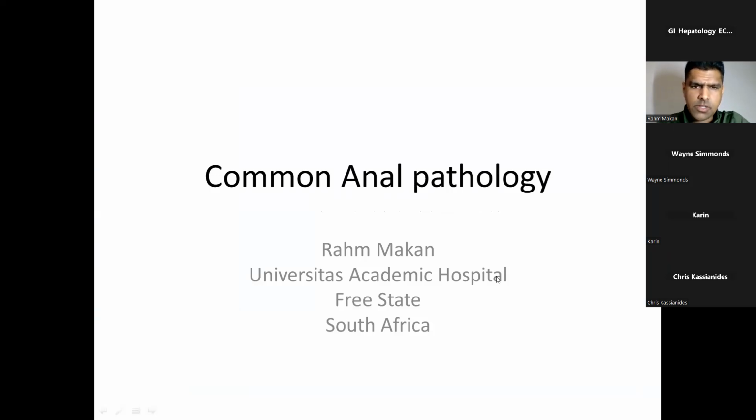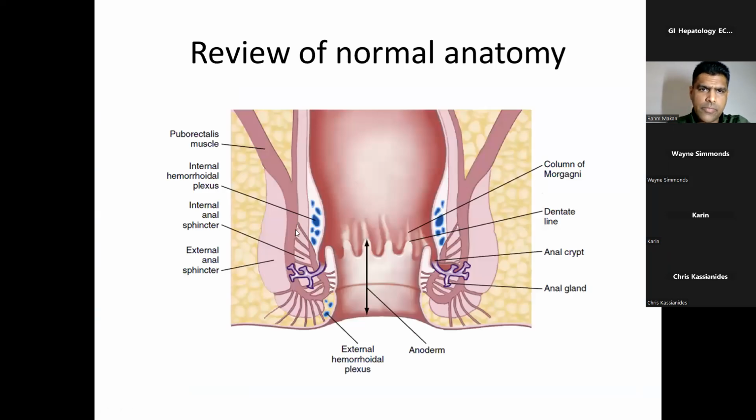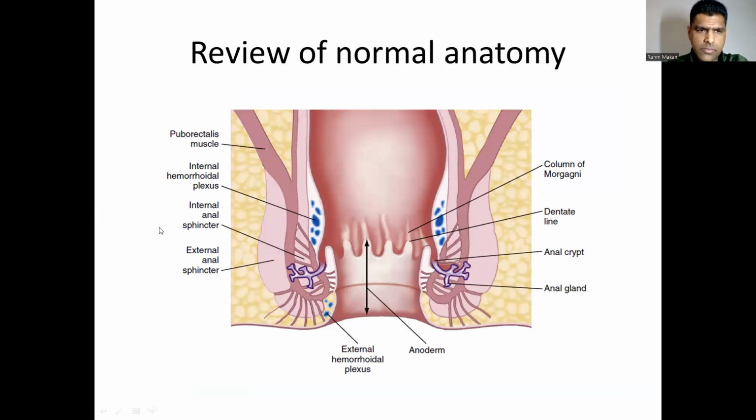We're going to look at common anal pathology that we see. This is basically a revision set of slides just to look at what we see. So just to familiarize ourselves with the normal anatomy, just to remember, we have the internal sphincter and the external sphincter, which is under voluntary control.